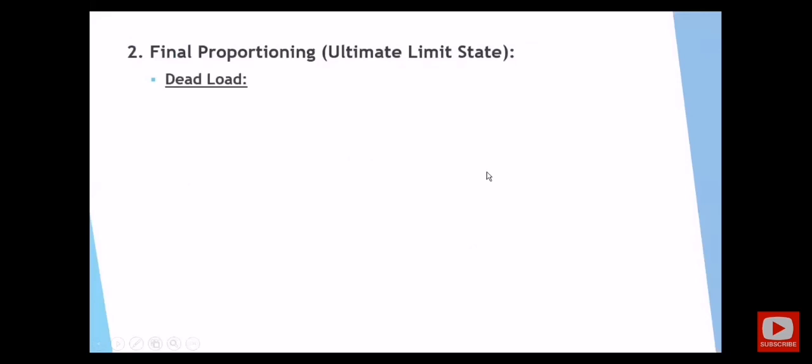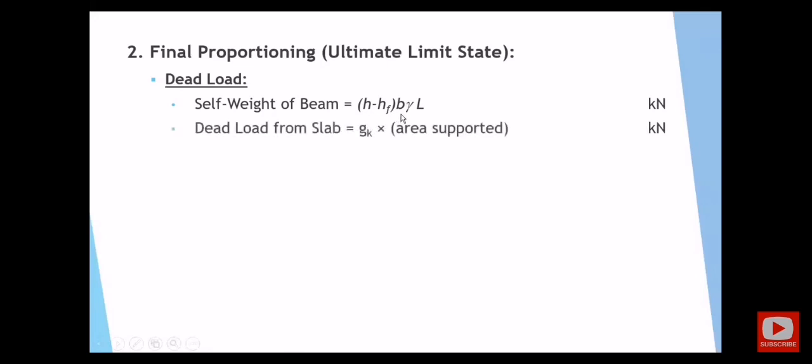And always final proportioning starts by calculating loads. So we start with the dead loads. In this case, we have different types of dead loads, usually on the beams. The first thing is the self weight of the beam. Okay, the self weight of the beam. Self weight of the beam equals H minus HF times B times gamma times L.